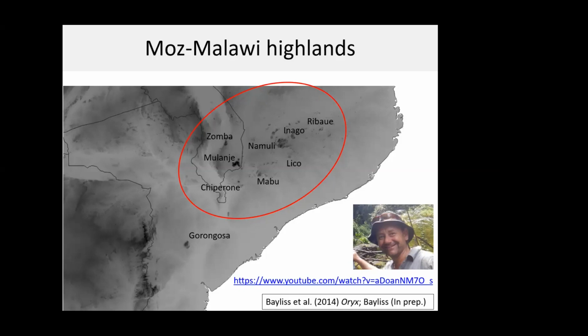Please look at the work by Julian Bayliss. There's a photograph of him. And if you're interested, have a look at that YouTube video. It's called The Lost Forest. It's a National Geographic video that highlights work we did on Mount Liko, one of the mountains over there.